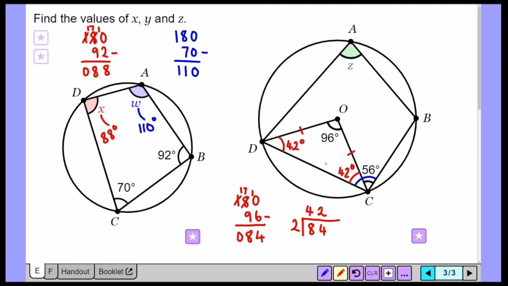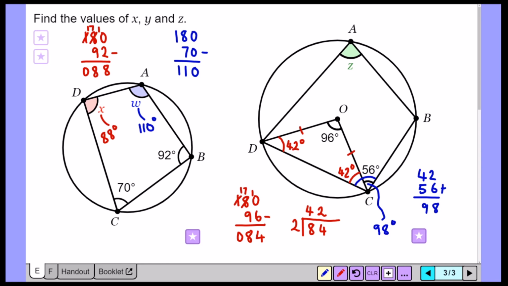I can now work out my larger blue angle because I know that that's equal to 42 plus 56. So let's work this out. We get 2 add 6, which is 8, 4 add 5, which is 9, meaning my blue angle is 98 degrees.